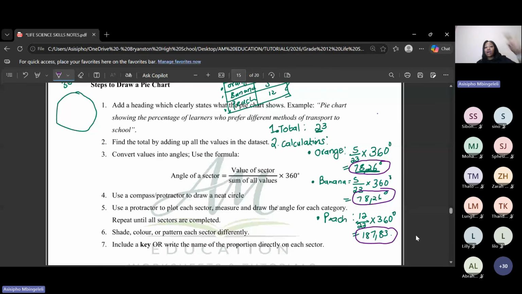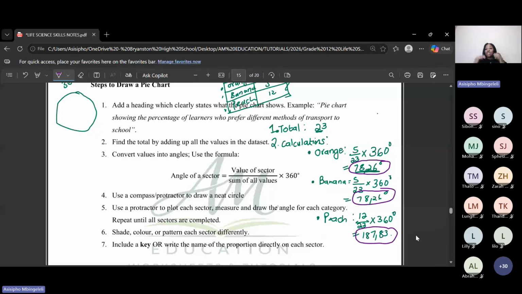Now you have to draw your pie chart. Remember I said there's 3 things. 1, you get the total, 2, calculations, 3, you draw your pie chart. Now your pie chart doesn't have decimals. It will have from 0 degrees up until 180. It will be the half of the 360.